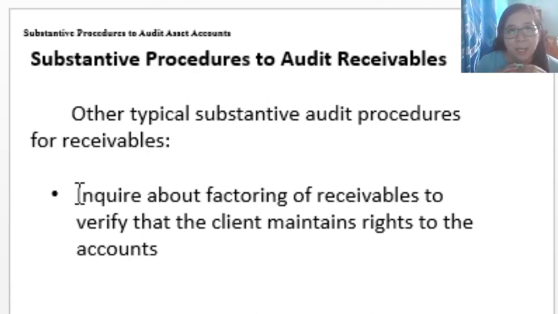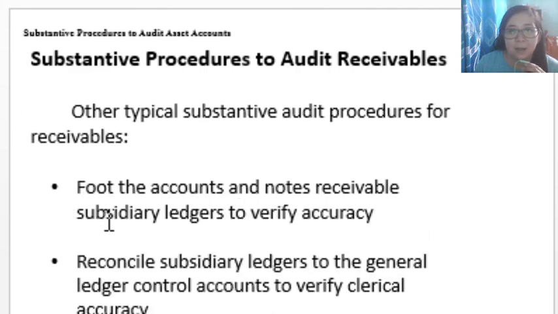Another is the auditor can also inquire about the factoring that the client maintains. So here, the auditor will determine if the entity has the right to those accounts. So again, aside from reviewing the disclosure, he can also have some confirmation about the rights for those respective account balances. Another is the auditor can also test the accounts and notes receivable subsidiary ledgers to verify their accuracy in terms of the balances of the receivables.